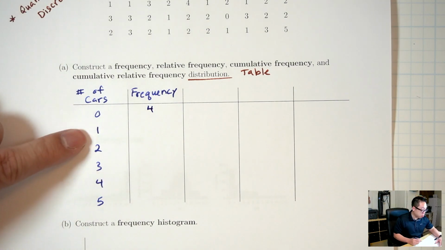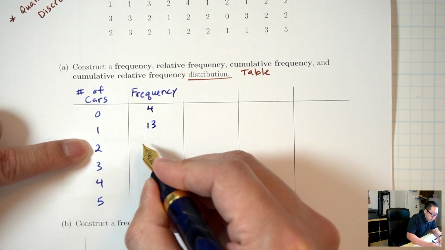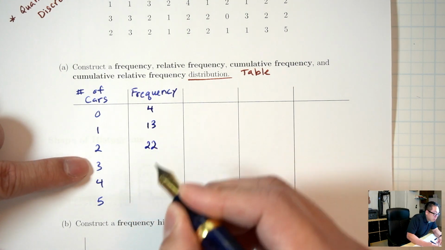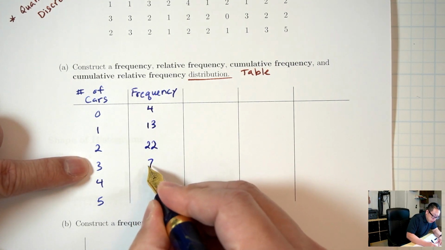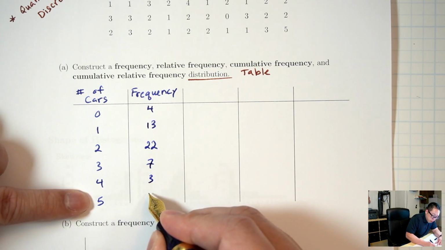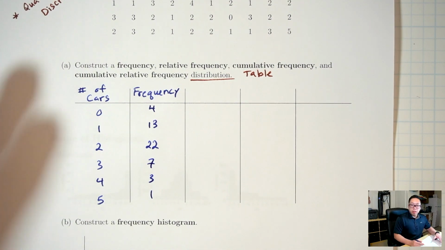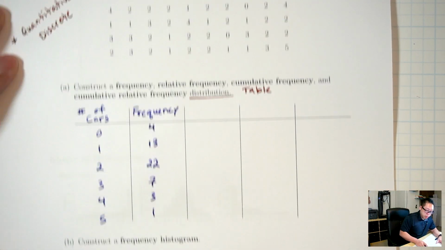Okay, I'll tell you, ones, there are 13 ones, 22 twos, 7 threes, 3 fours, and 1 five. Next up is relative frequency.